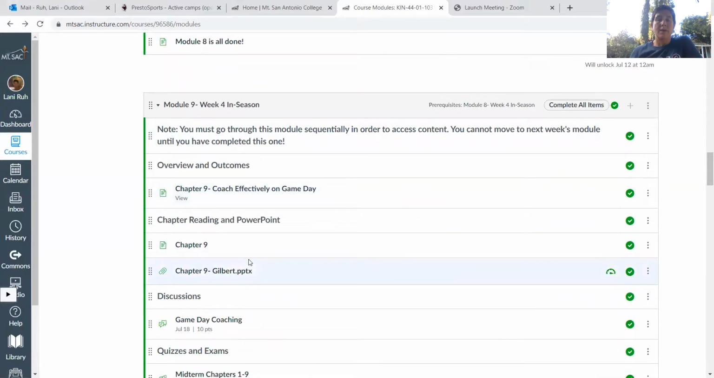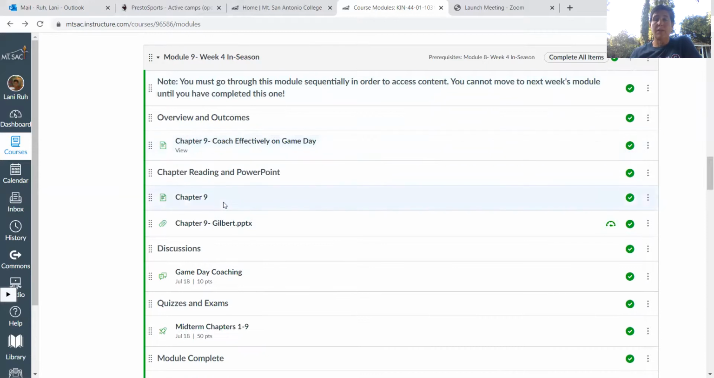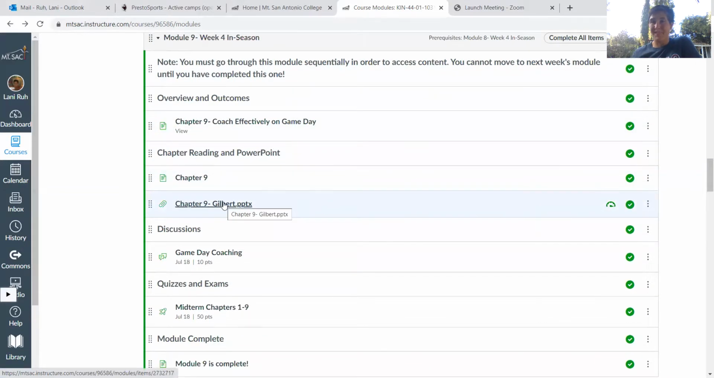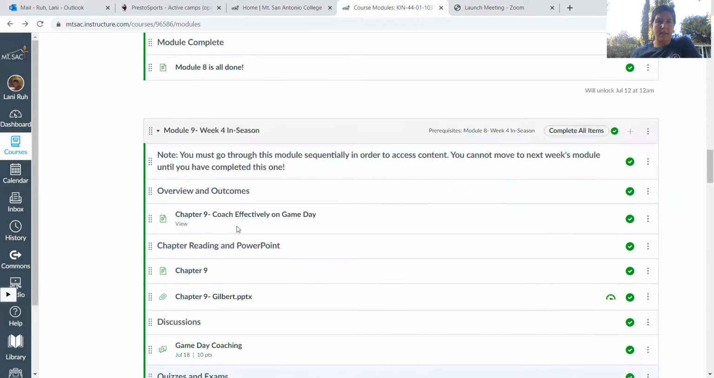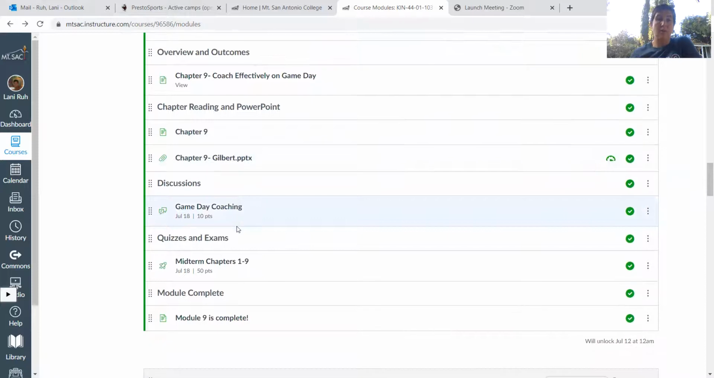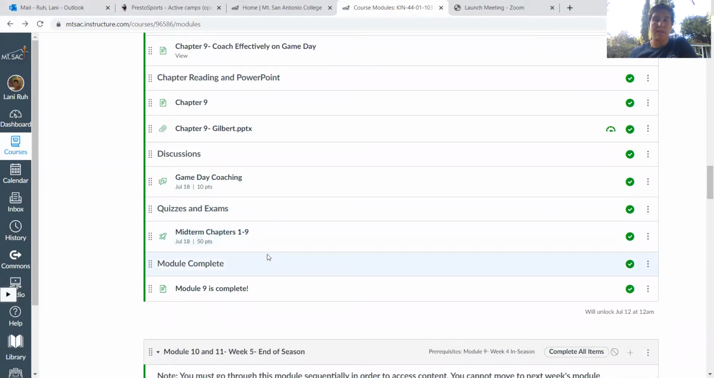And then the final module is module 9 in week 4. This is how to coach effectively on game day, or how to take a test or interview well, or any of those things, how to perform. Game day coaching, and then we have a discussion on that. We don't have any assignments because you also have your midterm, that's chapters 1 through 9, okay? And that's due on the 18th.